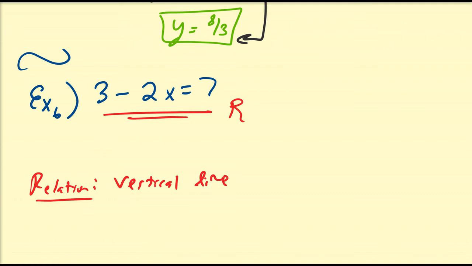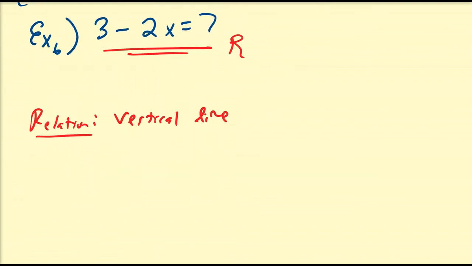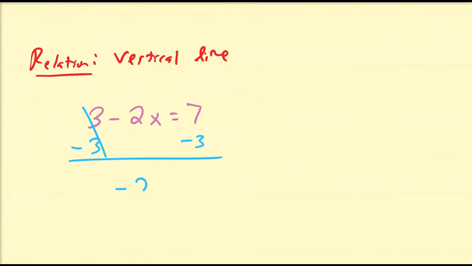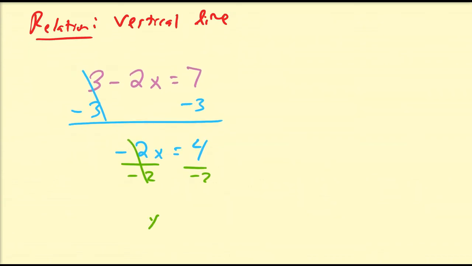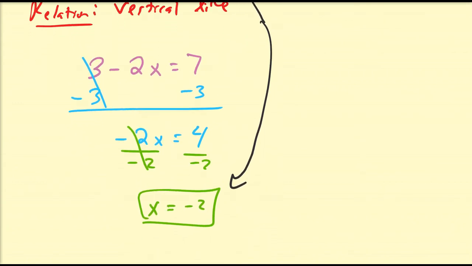But again, typically vertical lines are written in normal form as x equals a single number. So let's see if we can modify this relation algebraically into something that is a little bit more familiar to us. I'm going to begin by subtracting 3 from both sides. So I'm going to get negative 2x is equal to 4. Then I'm going to divide both sides by negative 2. So x is going to be equal to negative 2. So the relation that I had all the way up here and this relation down here are going to have the same exact graph.